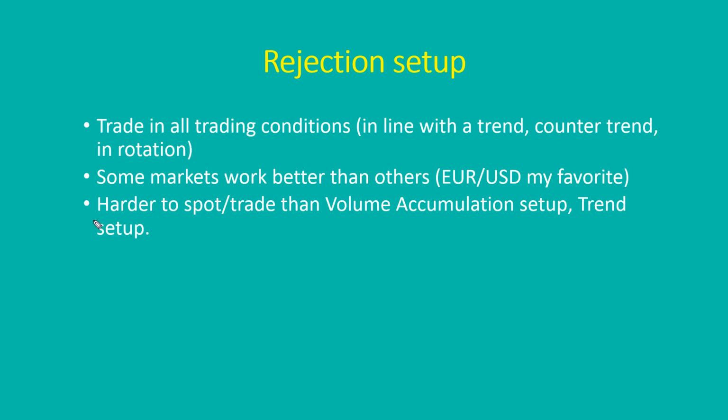Also, the rejection setup is harder to spot than, for example, the volume accumulation setup or the trend setup. Those are the two setups I already talked about. This one is harder to spot because it's harder to tell whether the rejection is significant, whether it's a strong one, or whether it's not really that significant. So it takes some practice, it's not that easy to tell. My suggestion is you first master the volume accumulation setup and the trend setup, and only after that you go to the rejection setup, alright? Because it's the hardest of those three.